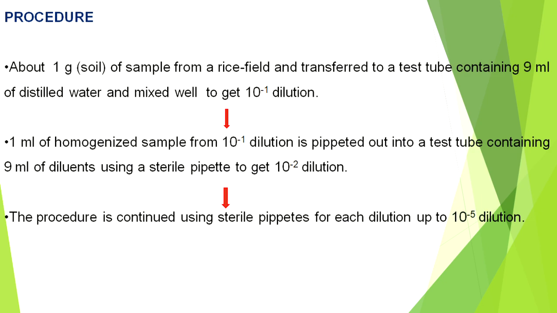Next one, procedure for the isolation of the algae. About 1 gram of sample from a rice field is transferred to a test tube containing 9 ml of distilled water and mixed well to get 10 to the power of 1 dilution. 1 ml of homogenized sample from the 10 to the power of 1 dilution is pipetted out into a test tube containing 9 ml of diluent using a sterile pipette to get 10 to the power of 2 dilution. The procedure is continued using sterile pipettes for each dilution up to 10 to the power of 5 dilution.